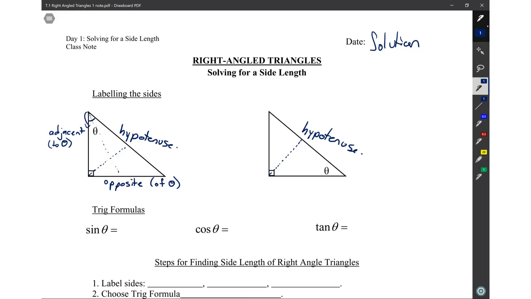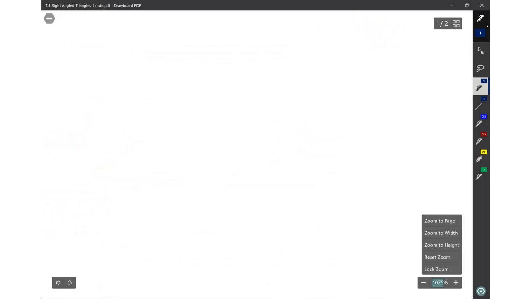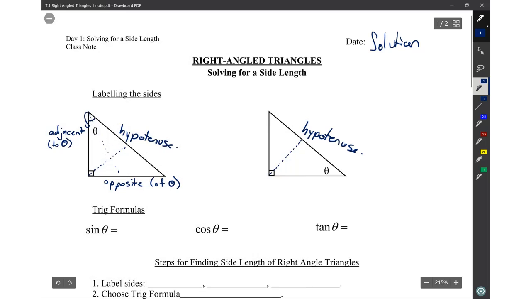So let's notice that if our angle theta is in another corner, say here, then we're going to be labeling the other two sides differently. So here, I go opposite this theta to find my opposite side, and I go beside my theta to find my adjacent side.